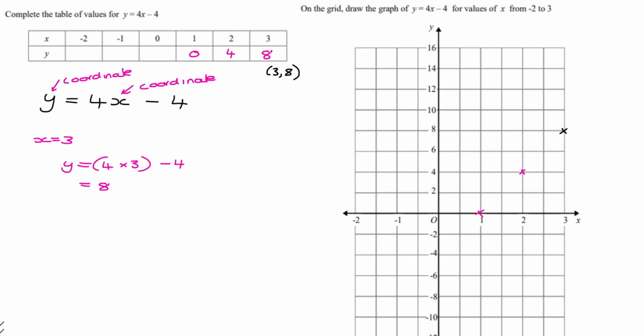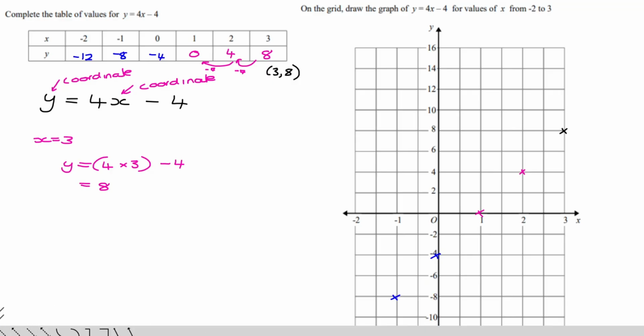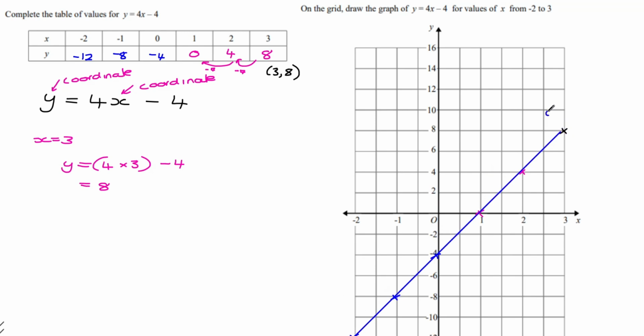If we're doing a linear sequence, we can see the pattern, and we're going down by 4 each time. So our remaining terms are going to be negative 4, negative 8, negative 12, and you will see that they will form a nice straight line if you've got the correct coordinates there. Now join these up with a straight line, okay? So there we go, there's our graph. So that is y is equal to, the y coordinate is equal to 4 lots of the x coordinate, subtract 4 from it.